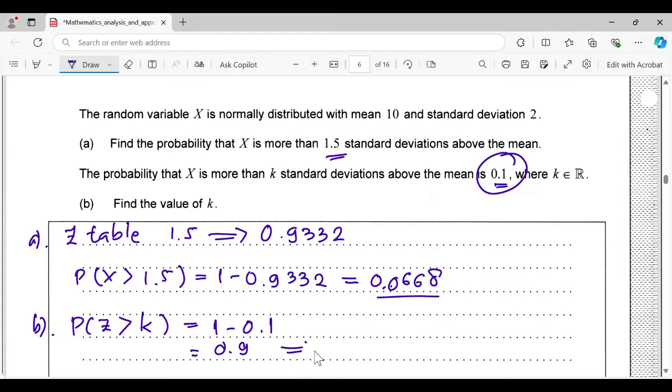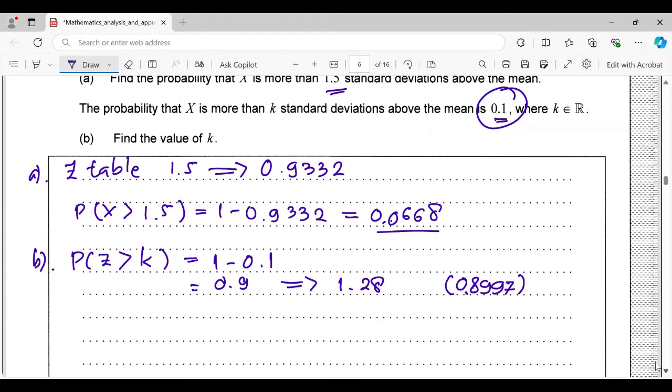In the Z table, 0.9 you can find on 1.28, and the number is 0.8, sorry, 0.8997. So in the Z table, 1.28. So it means k equals 1.28.